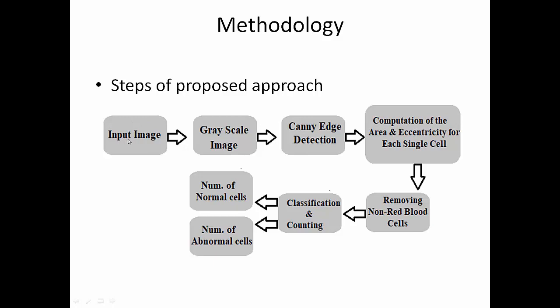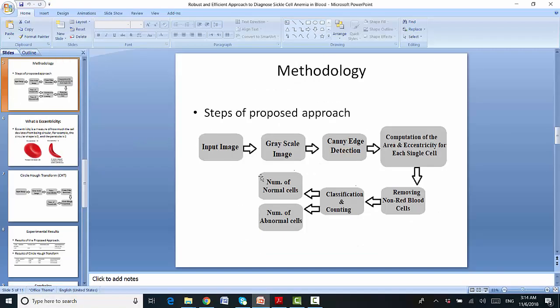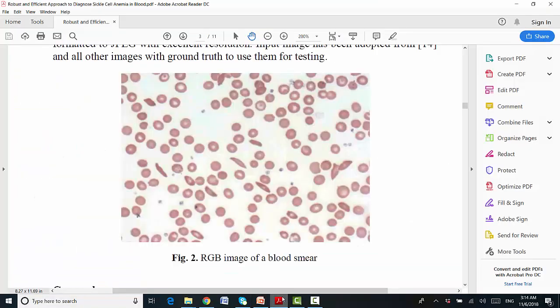The first thing is the input image. Let's see the input image. We go back to the paper. This is the input image. As you see, it's just a small smear of red blood cells. These are the normal blood cells, and these are the sickles.